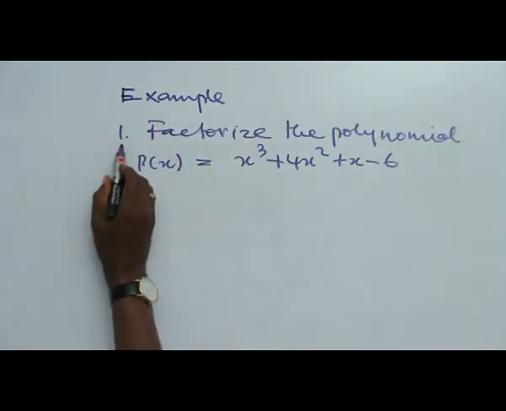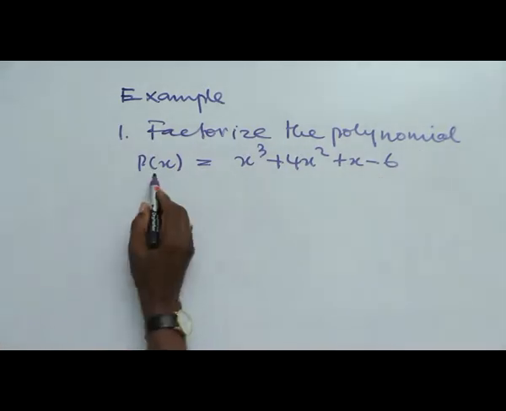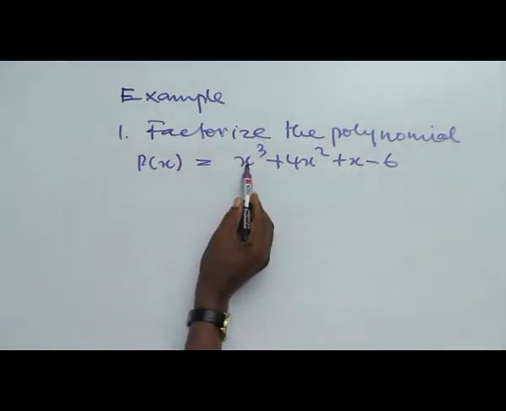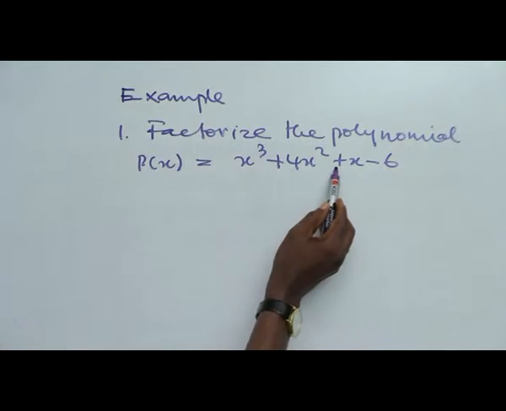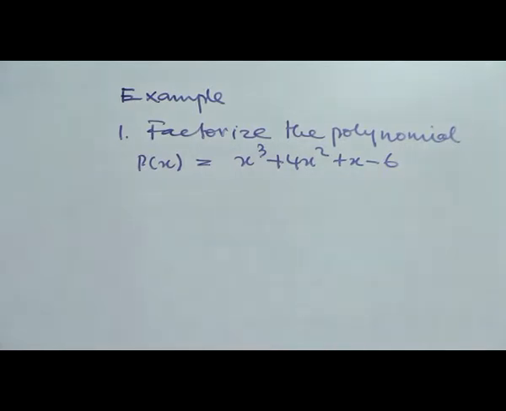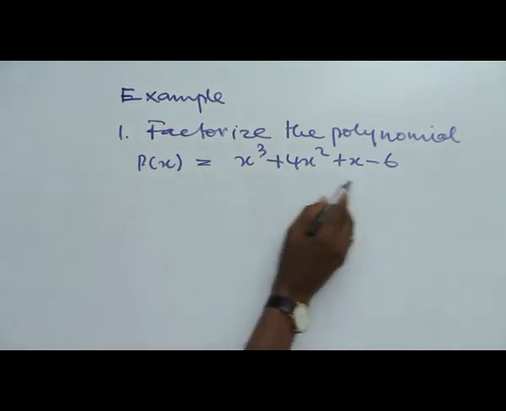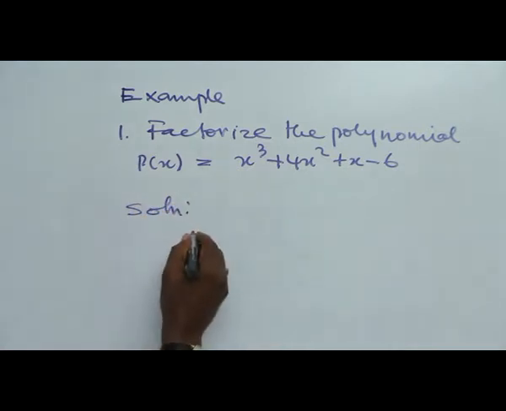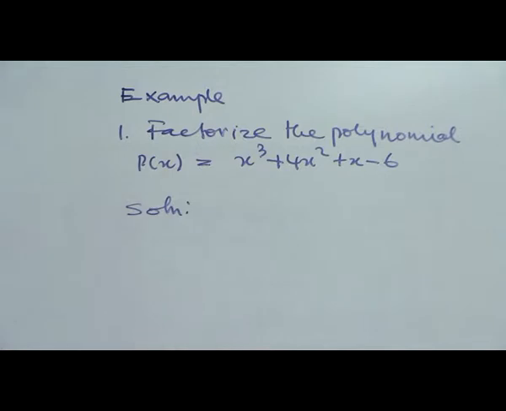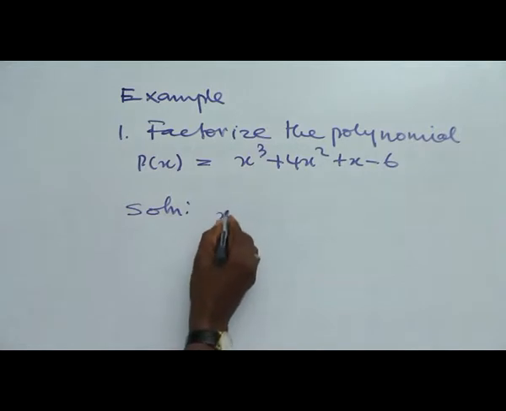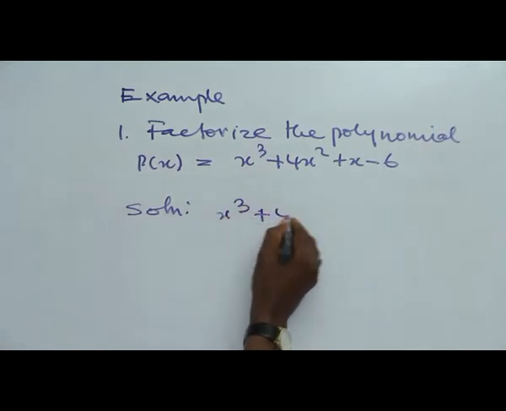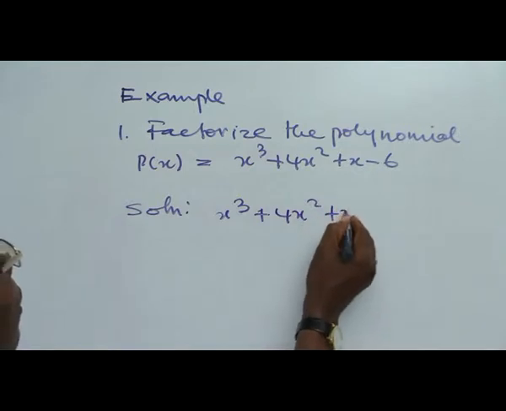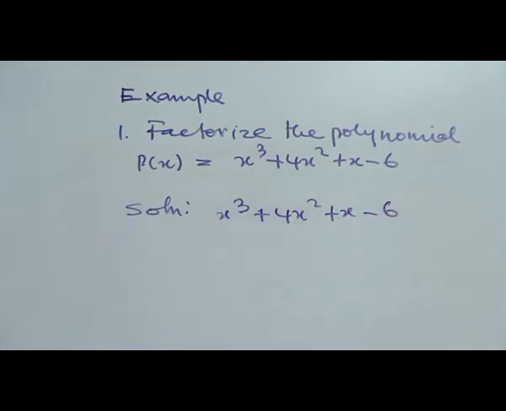Example number 1. Factorize the polynomial p of s equal to s cubed plus 4s squared plus s minus 6. Here our attention is on factorizing the given expression. So our solution: we have here the trial and correction method, and the best way to do that is, let me write this, s cubed plus 4s squared plus s minus 6.